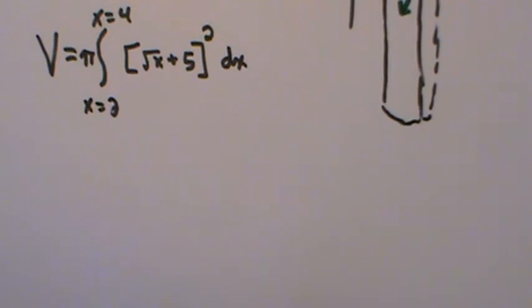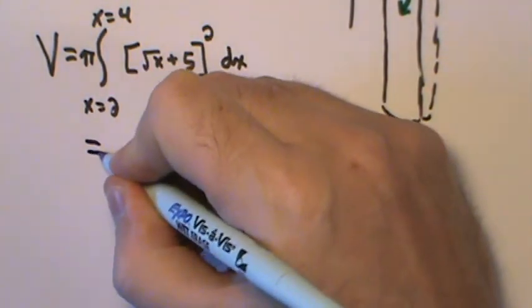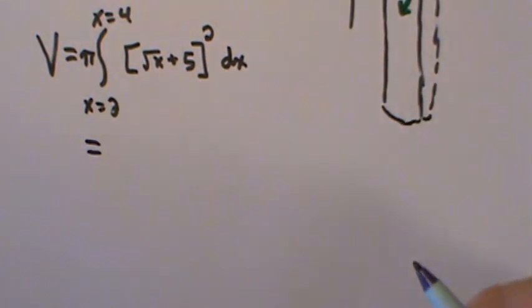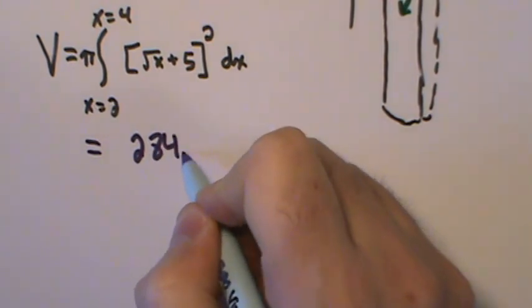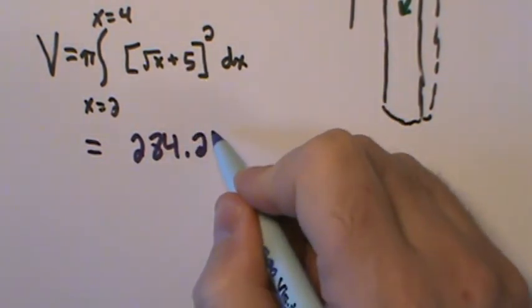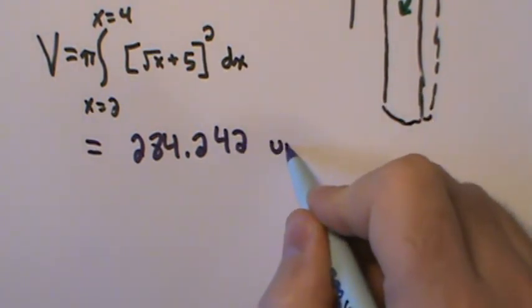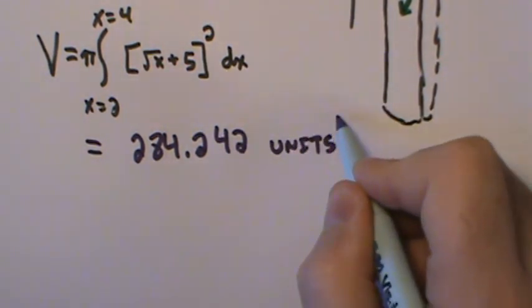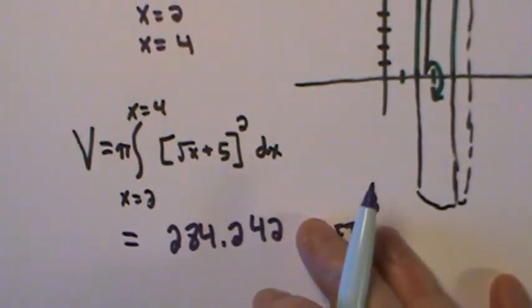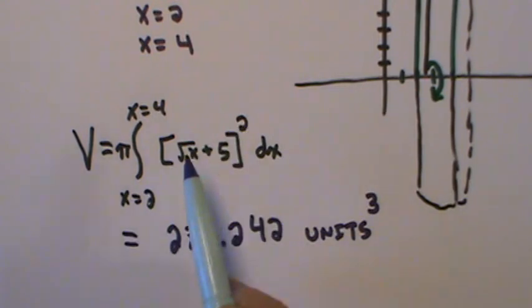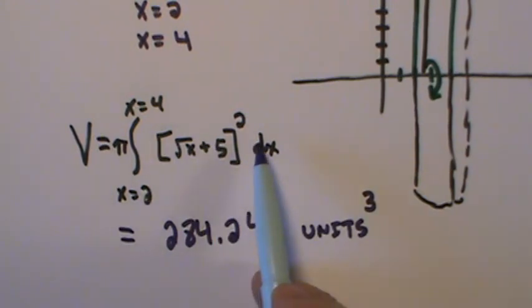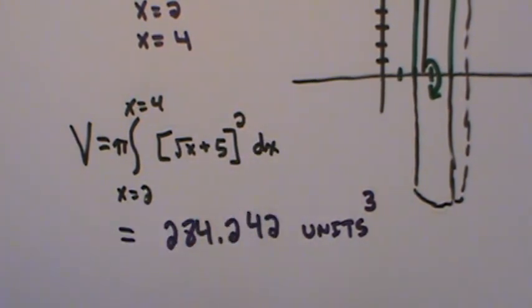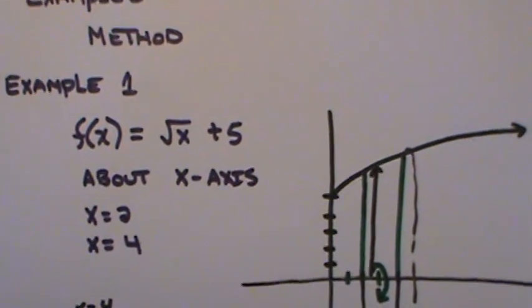And so I can immediately say this is equivalent to, now because I put my pi in there already, this is just going to be in a decimal approximation. My calculator was reading as 284.242 units cubed. Why cubed? Because 1, 2, the square, that's 1, 2, 3 dimensions. Pi r squared height. That's just a cylinder, or a disc if you will. And so there's your first example of how to do the disc method.